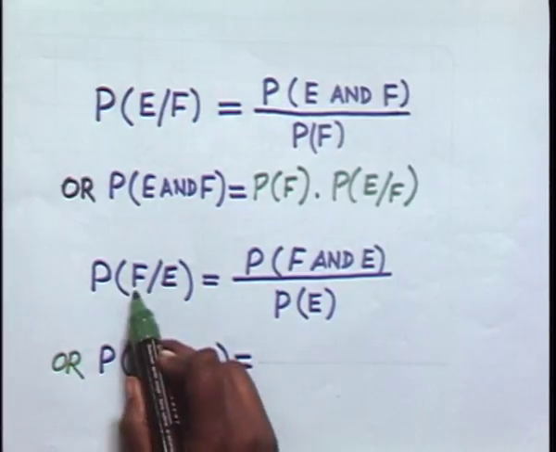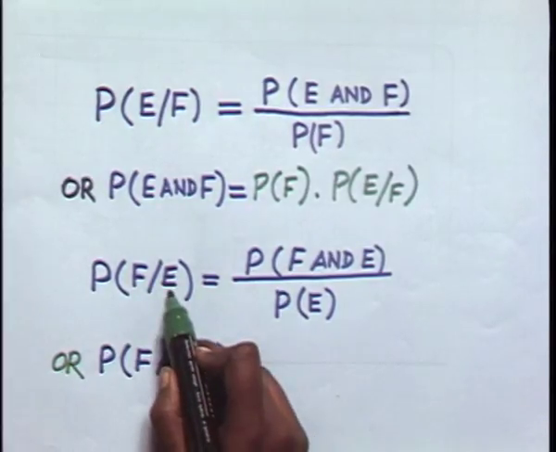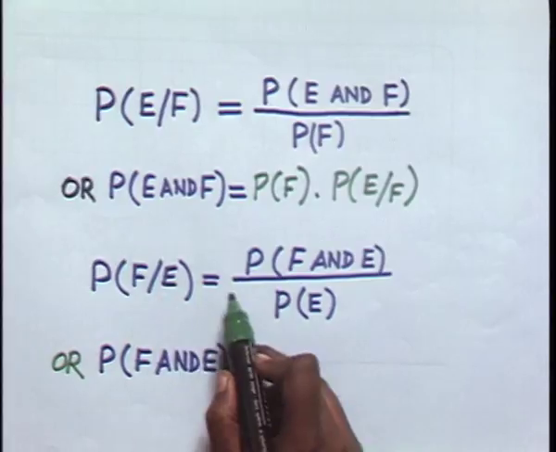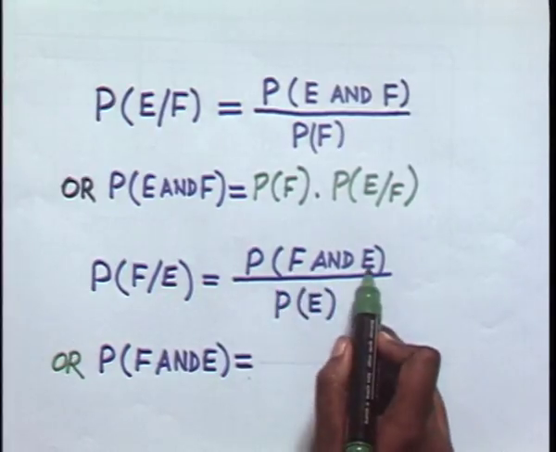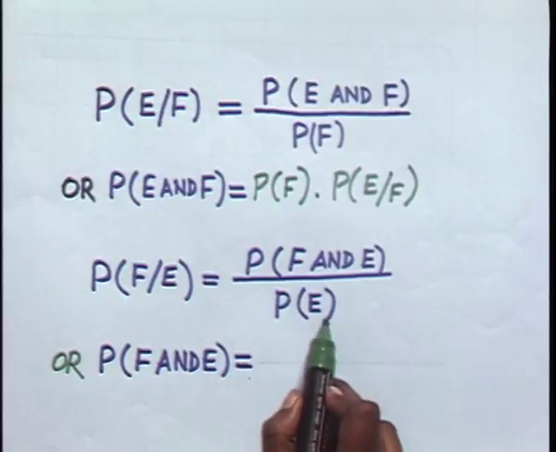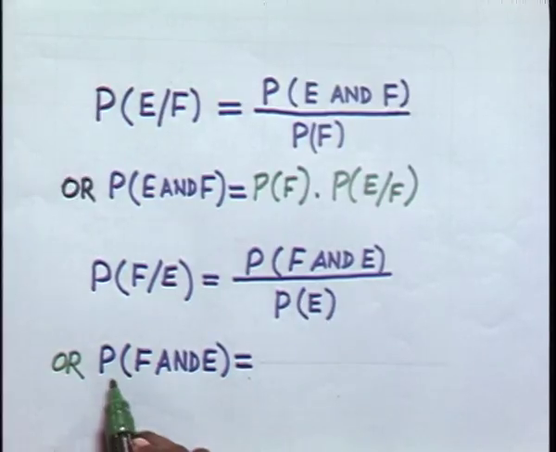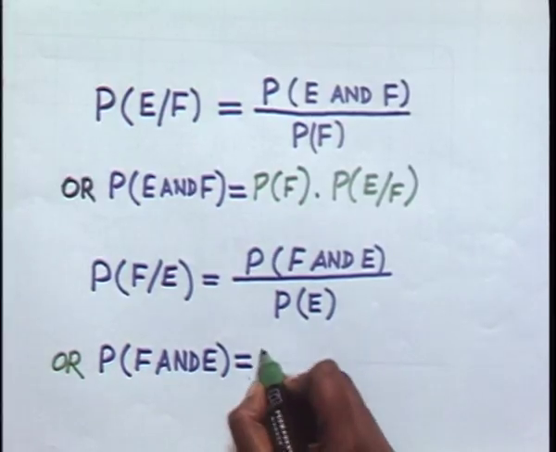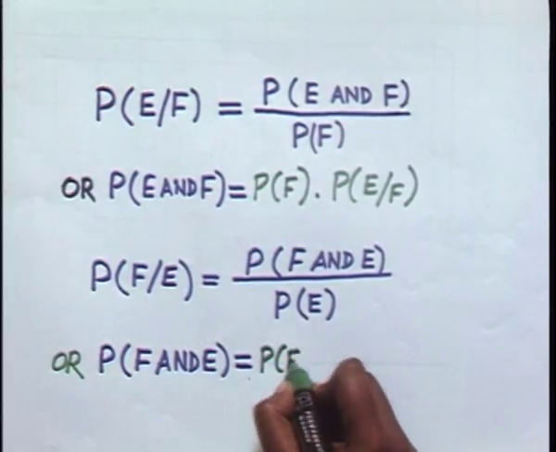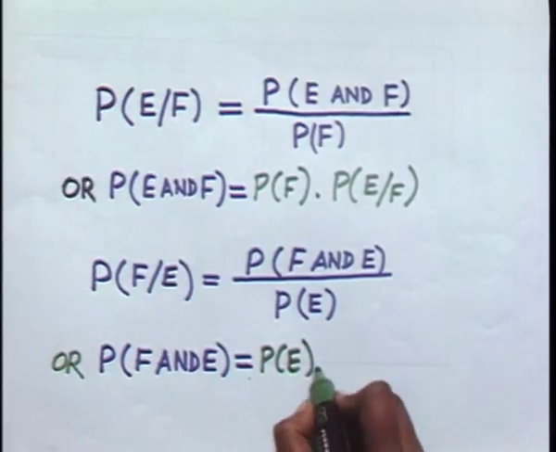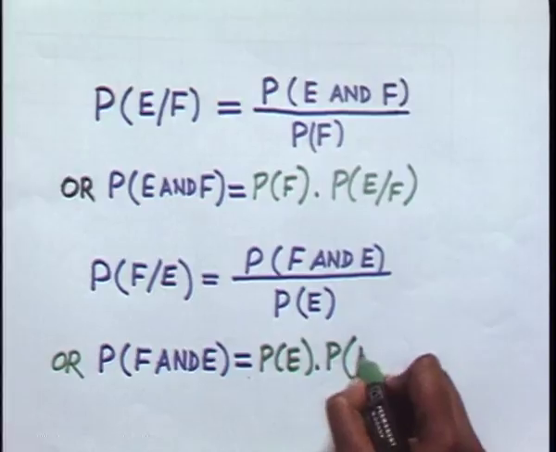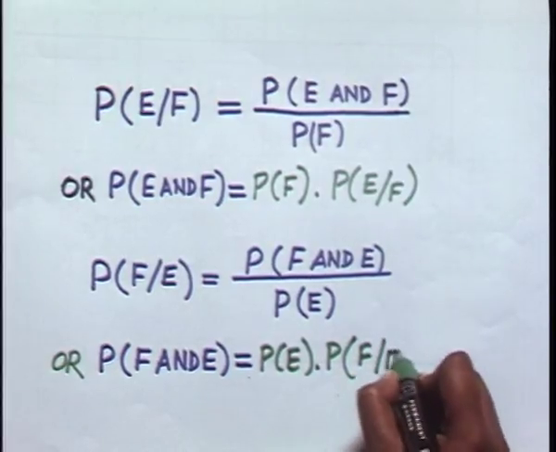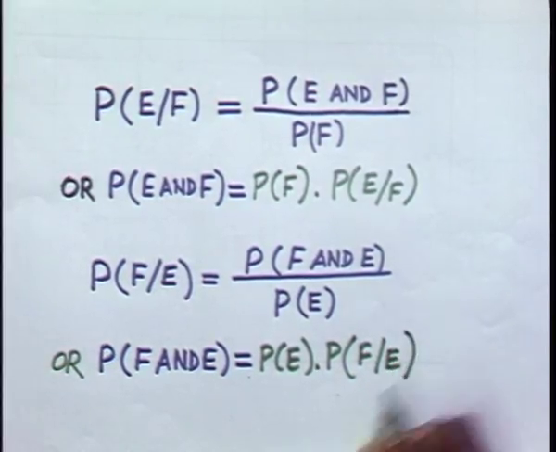Also, probability of event F when event E has already occurred is equal to probability of event F and E upon probability of event E, or probability of event F and E is equal to probability of event E multiplied by probability of event F when event E has already occurred.